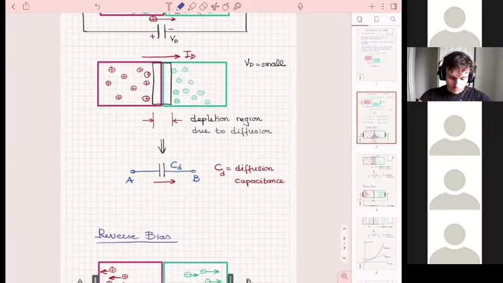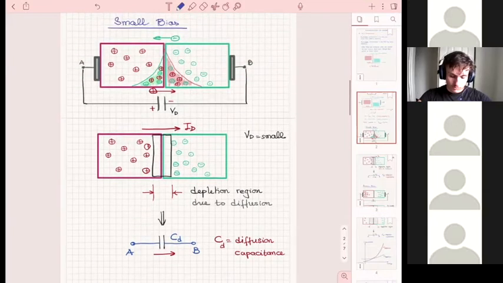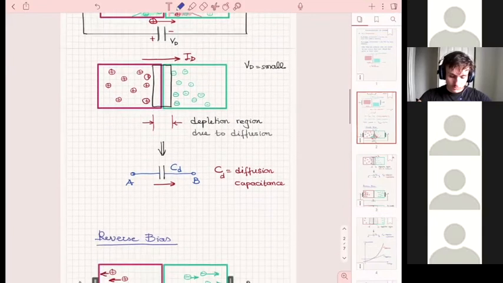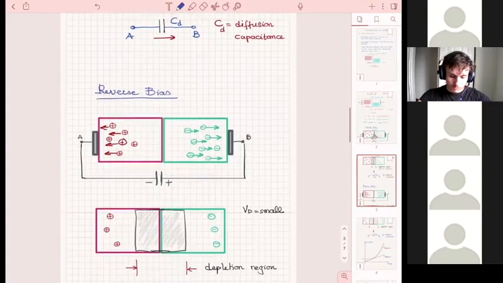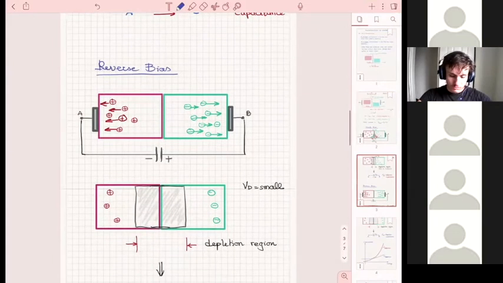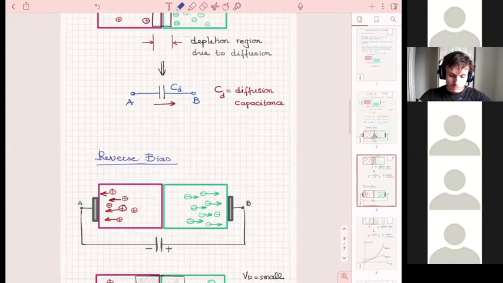Now, why do we call this capacitance the diffusion capacitance? Because it is diffusion: you diffuse from one type of material to another. The electrons are going through the junction into the other region, and then they recombine with the holes, so they create a depletion region. And that's the diffusion capacitance. There is therefore current, because they are flowing through.